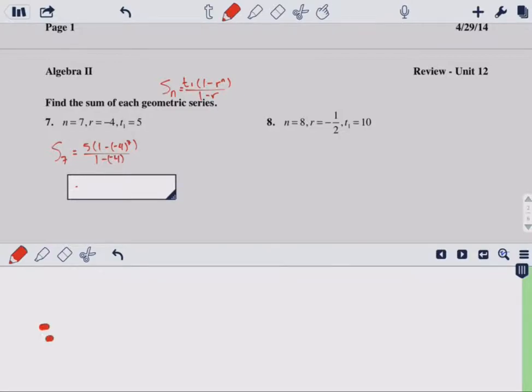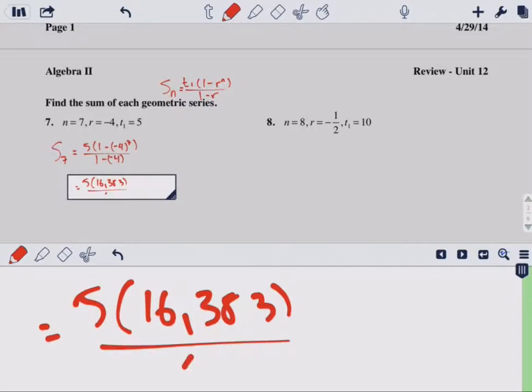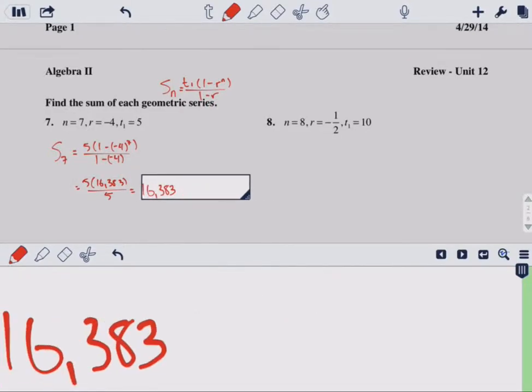Okay, so let's find out what 4 to the 7th is. 16,384. Subtract 1, and I get 5 times 16383 over 5. And the 5's cancel, so I get 16383 as my answer.